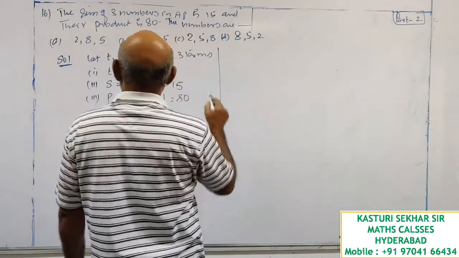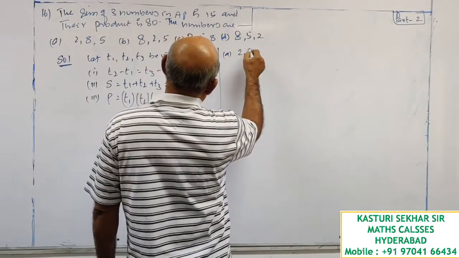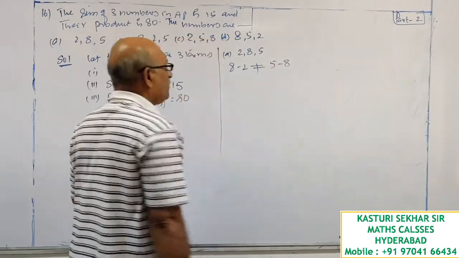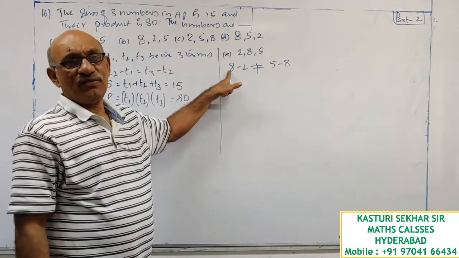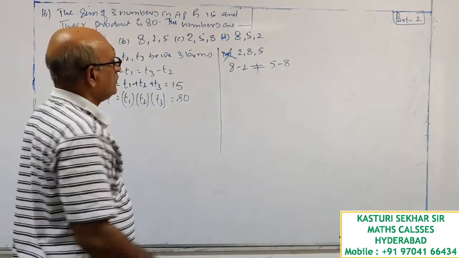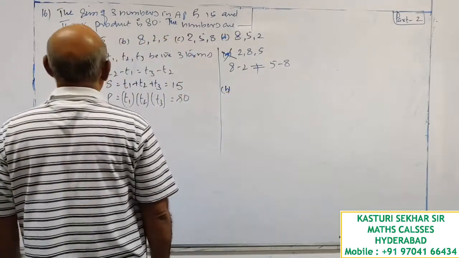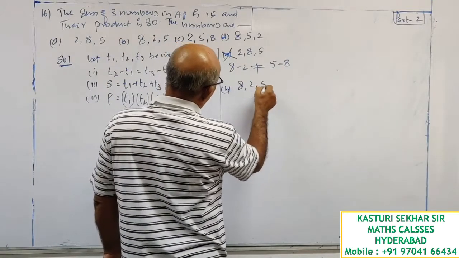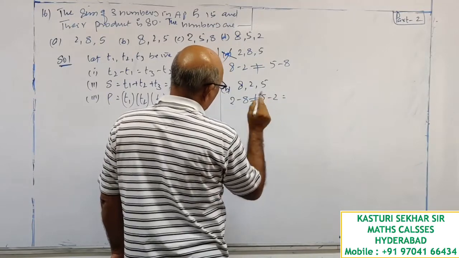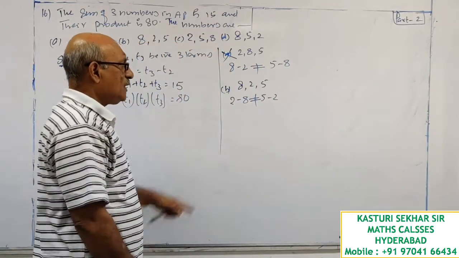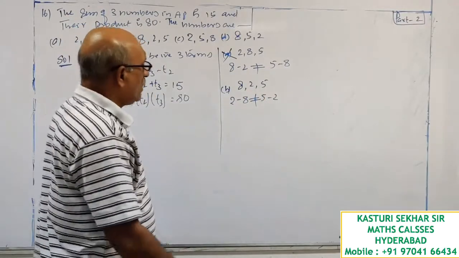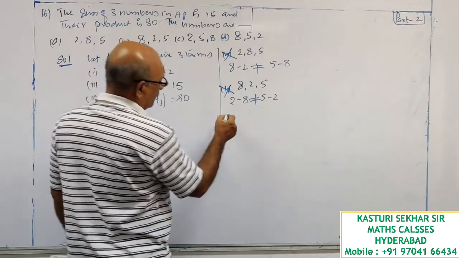Let's go for the verification. Option A 2, 8, 5. 8 minus 2 is not equal to 5 minus 8. Second term minus first term is not equal to third term minus second term. So this is wrong. Option B 8, 2, 5. 2 minus 8 is not equal to 5 minus 2. 2 minus 8 is minus 6, 5 minus 2 is equal to 3. So option B is not my answer.